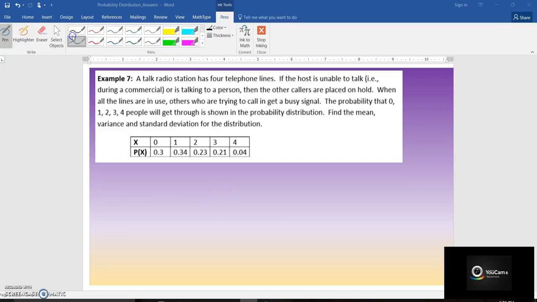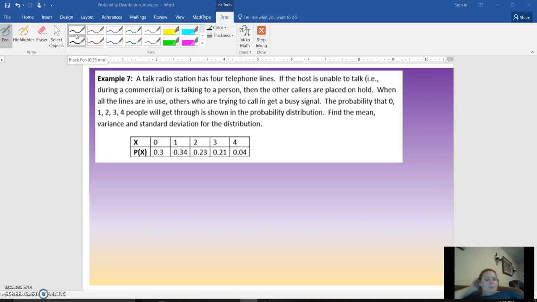Hey everybody, so I wanted to keep working on this concept of mean, variance, and standard deviation of a probability distribution. So this is a probability distribution of a talk show of a radio station. And so, for example, the probability that you get in immediately is 0.3. The probability that you have to go to line 1 is 0.4. The probability that you go to line 2 is 0.23. So the probability you go to line 4 is 0.04, and you still get through.